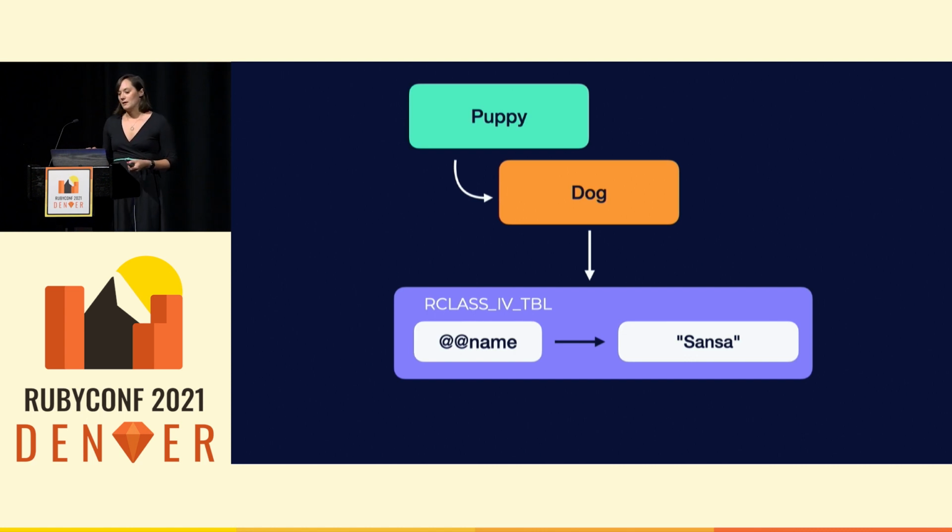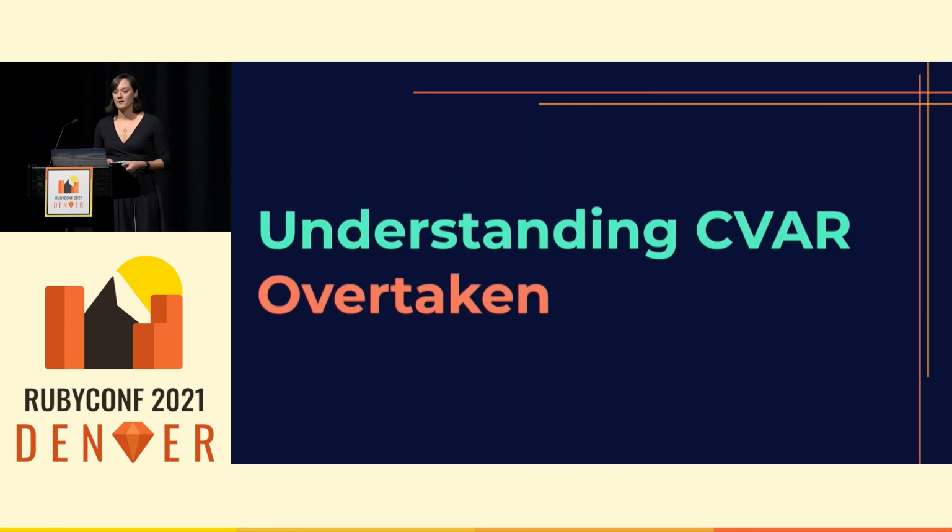You might be looking at this and thinking, well, if the hash table is stored on the topmost class, why don't we just stop at dog? Why does Ruby have to keep going all the way up the chain to BasicObject every time a class variable is written or read? Well, the reason Ruby needs to do this is to handle what's called CVAR overtaken. Since you can reopen classes in Ruby or mix in modules, Ruby cannot be sure that there isn't already a class variable with the same key set elsewhere. So every time a class variable is accessed, Ruby has to check the entire chain for an existing hash table, and if it finds one, it's going to raise an error.